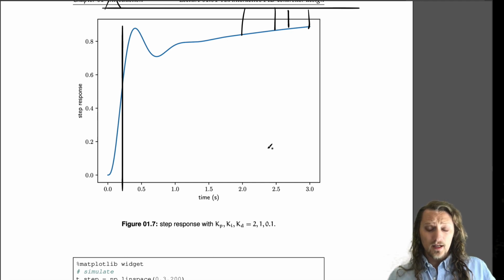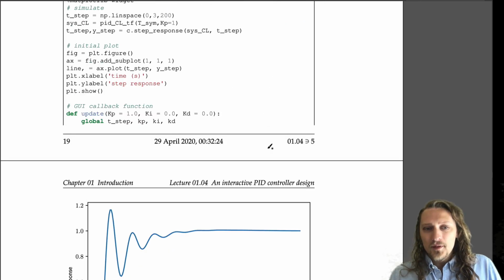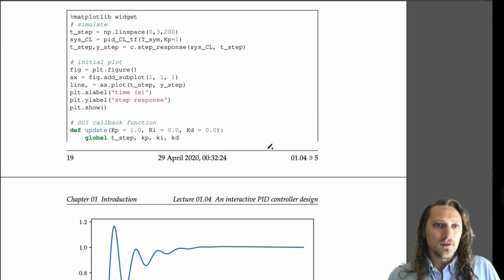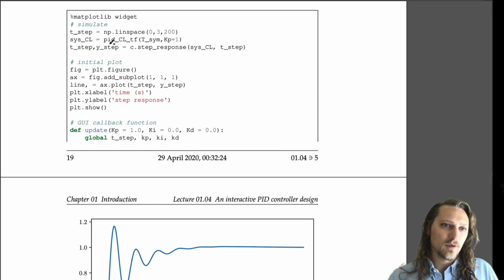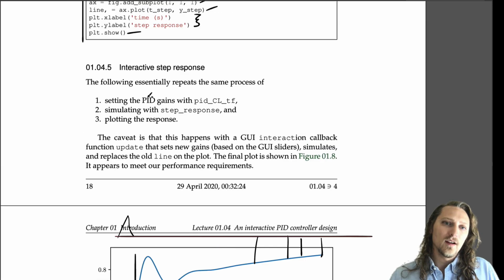But we have 3 knobs to turn here. And when you have 3 knobs to turn, that's a lot of different possible things to try. Sometimes you can get away with using a widget like this to just tune the gain. This creates a little widget which essentially does the same thing in a loop. So the description of it's here. This interactive step response looks like this.